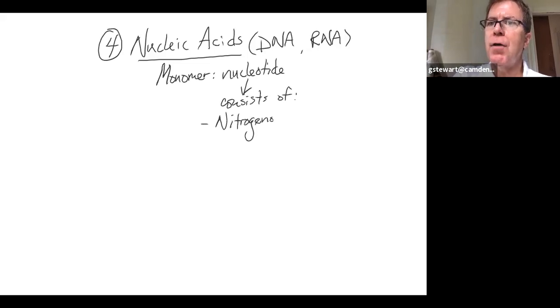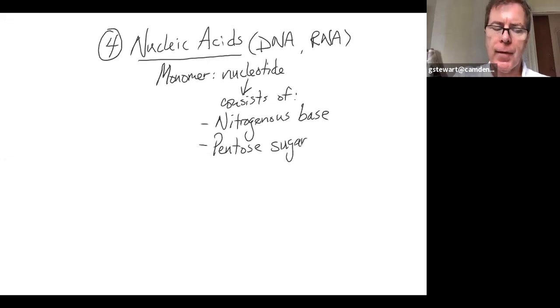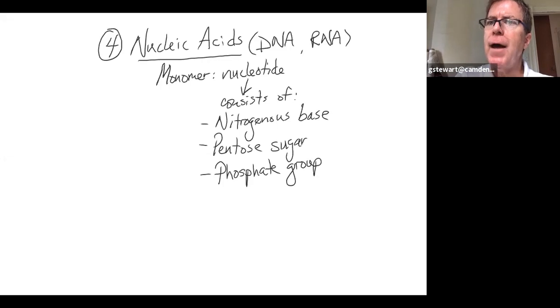Something called a nitrogenous base, and you can guess it has nitrogen in it. There's also a pentose sugar. Pent means 5, so it's a five-ring sugar. And finally, a phosphate group of some sort. So that's what makes up a nucleotide, these 3 constituents.